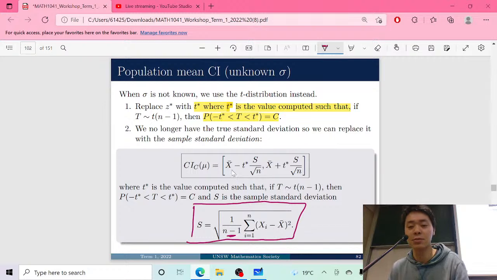So you can see that we still have the mean here because we know what the mean is. Instead of the Z star, which comes from the normal distribution, we have a t-distribution, and then we just replace our true standard deviation with our sample standard deviation. But everything else works in pretty much the same way. Does anyone have any questions? No? Okay.